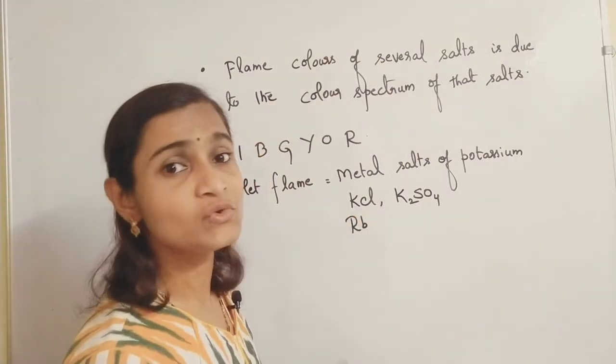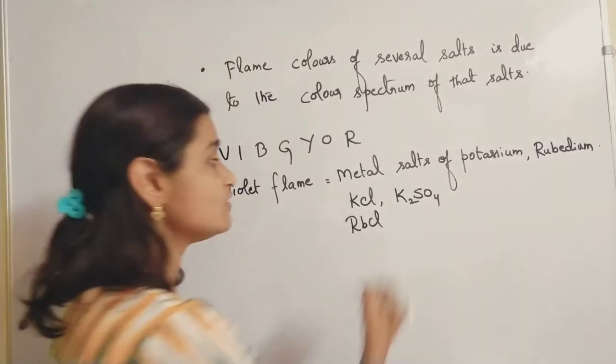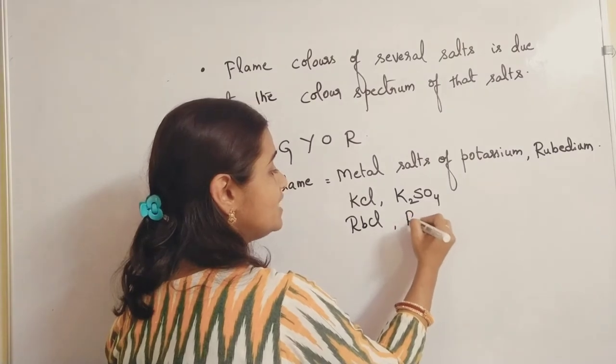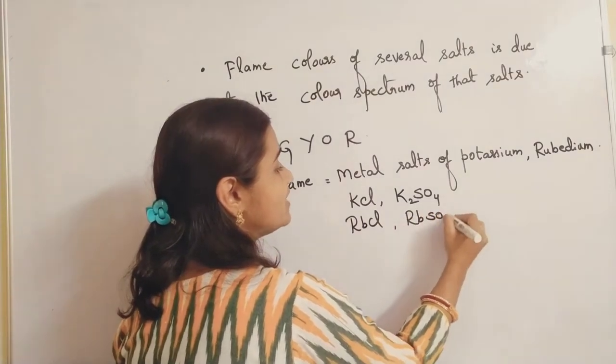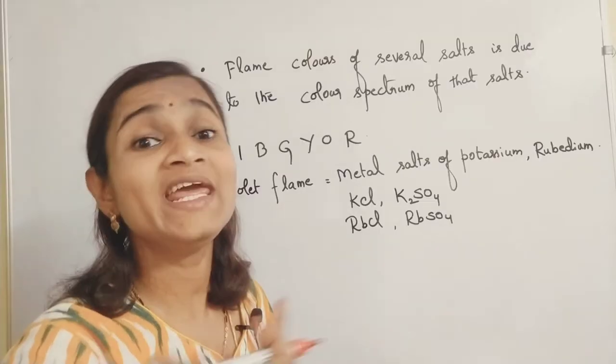because both are of the same family members, of course, but natures may be different. Rubidium chloride, rubidium sulfate, such kind of salts of potassium and rubidium will give you violet colored flame. That means here the salts are giving flame color, so the spectrum observed will be the violet region, shown illuminated in the VIBGYOR region.